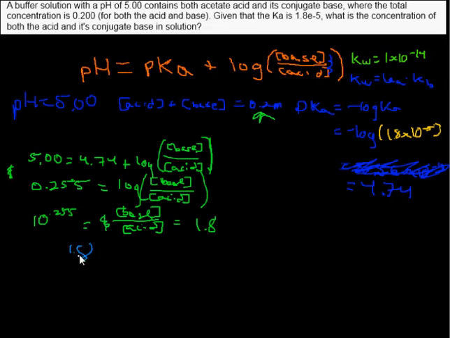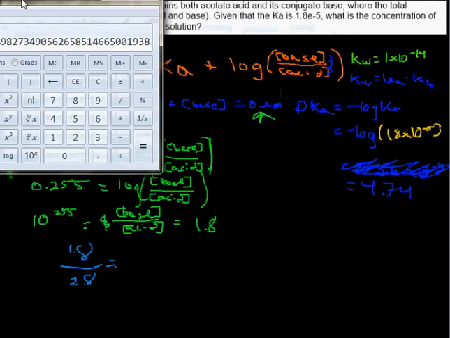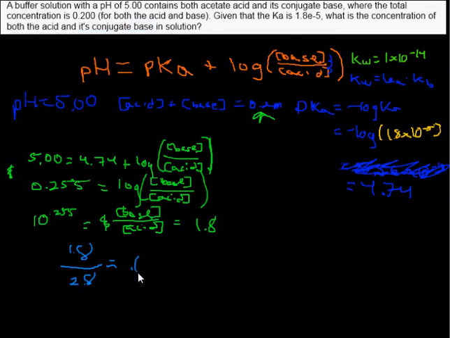1.8. Now, to figure out the fraction, we divide it by the total. The concentration of the base is 1.8, and we're assuming the concentration of the acid is 1, so 2.8 is the total. And that will equal this thing, 0.64. So that means that 64% of this is the concentration of the base.